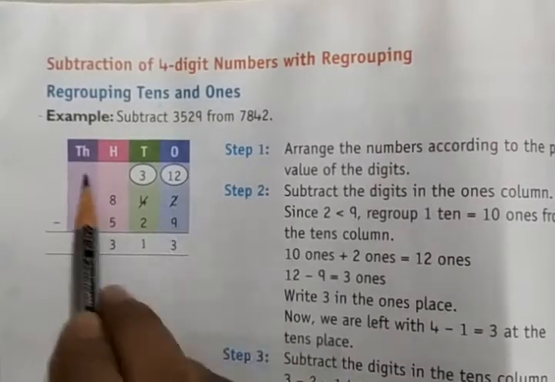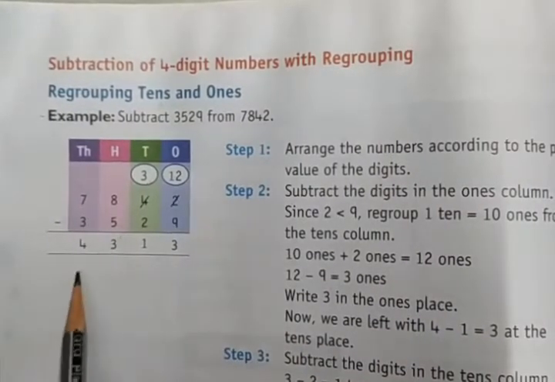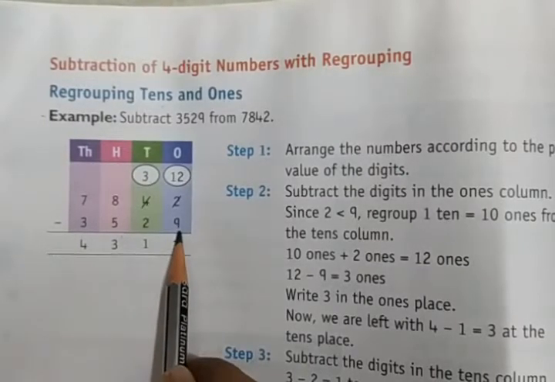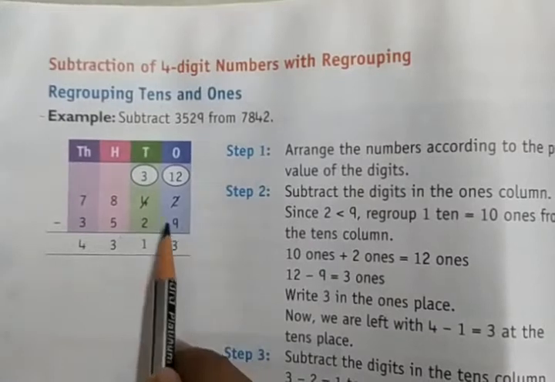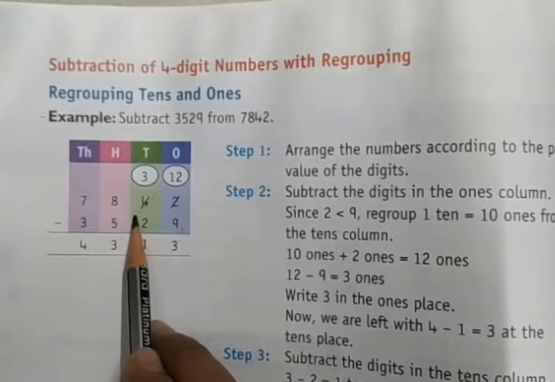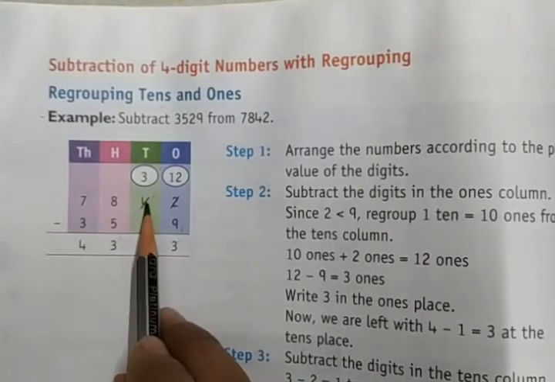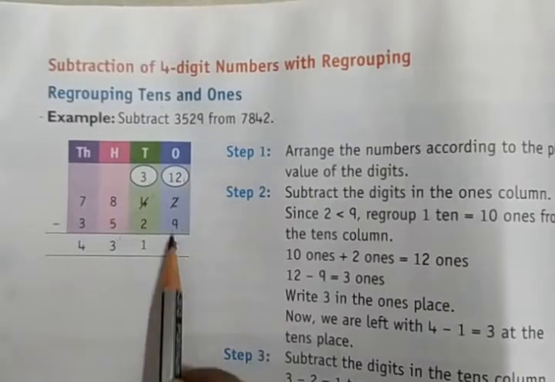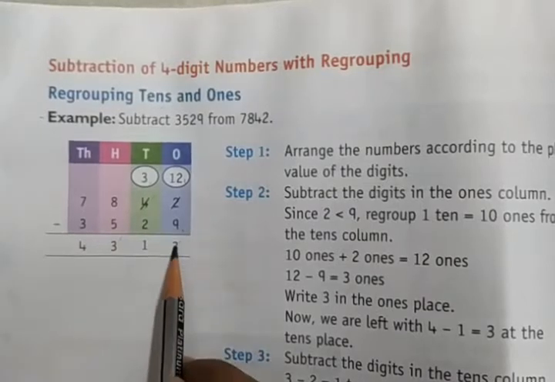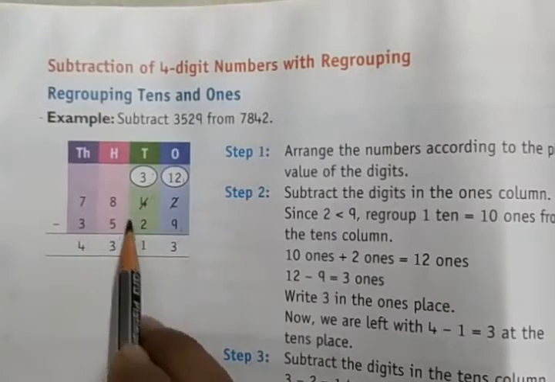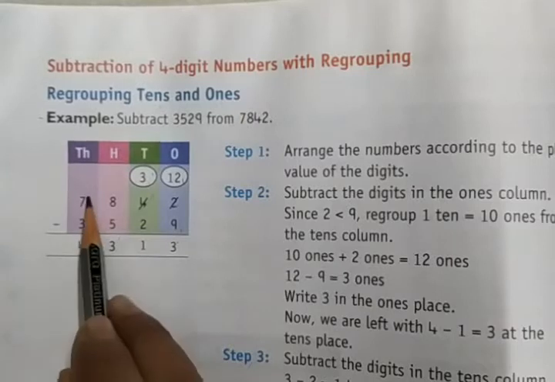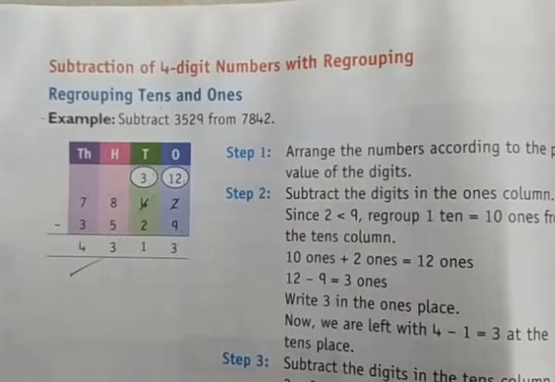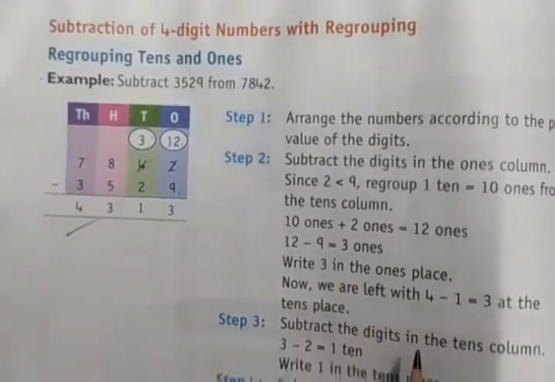So first step, we have to arrange the place value accordingly. Second, subtract the ones part. 2 minus 9 is not possible. Because it is the smaller value and that is the bigger value, for that you have to regroup. From 4 it will become 3. Here it will become 10. 10 plus 2 is 12. 12 minus 9 is 3, and 3 minus 2 is 1. 8 minus 5 is 3. 7 minus 3 is 4. Hope you followed this. So these are the same steps.